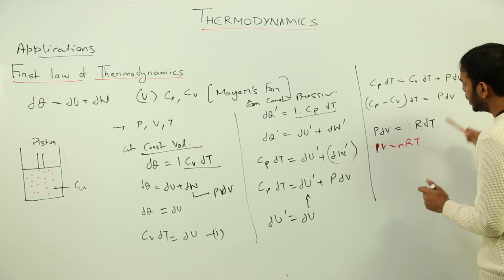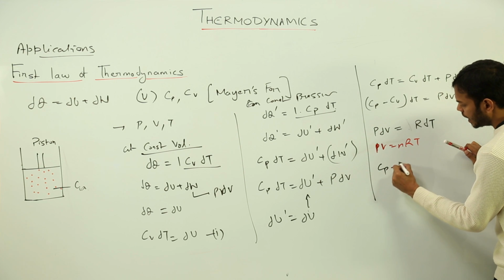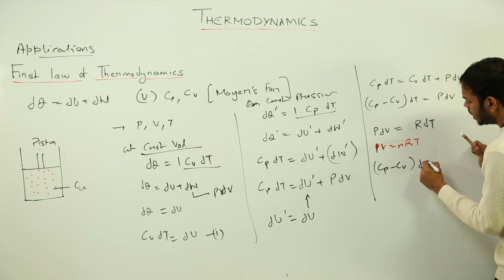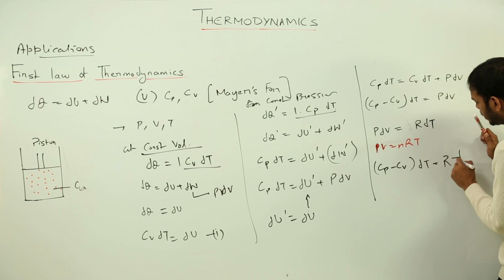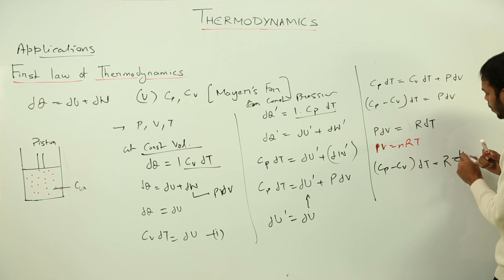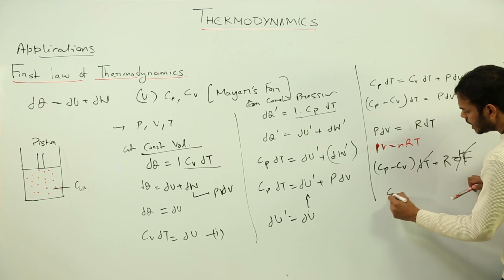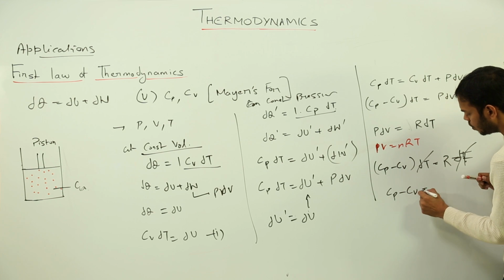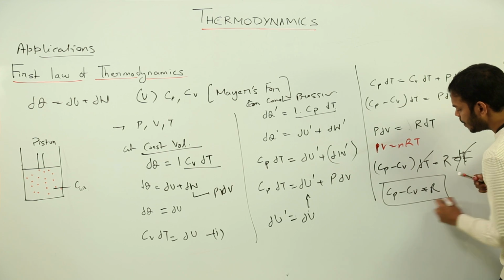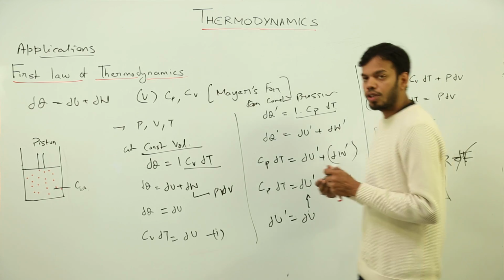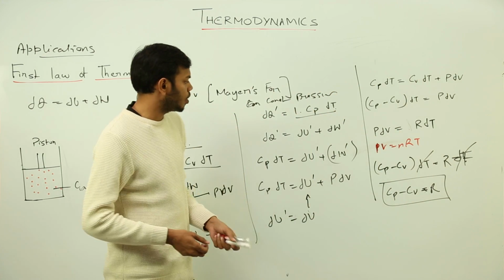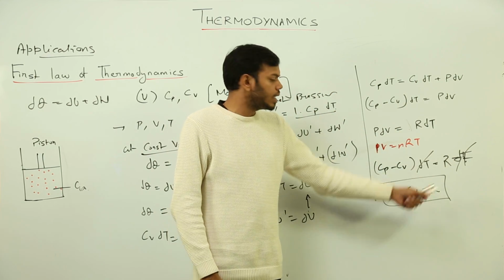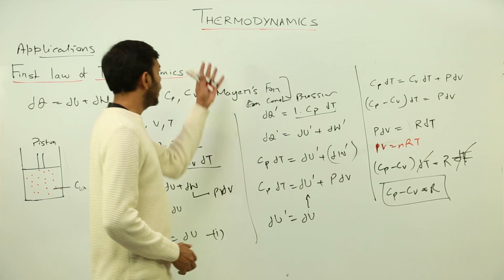Putting R dT here, (Cp minus Cv) times dT is equal to R dT, and cancelling dT from both sides, I get Cp minus Cv is equal to R. This is the relation between the specific heat capacity at constant pressure and the specific heat capacity at constant volume, and the difference is the gas constant. This is called Mayer's formula.